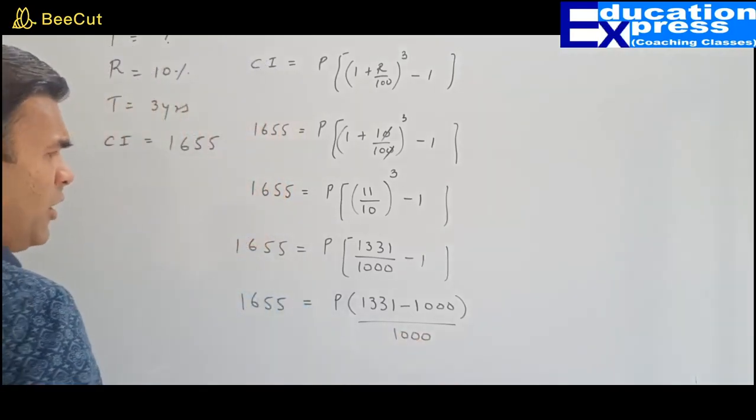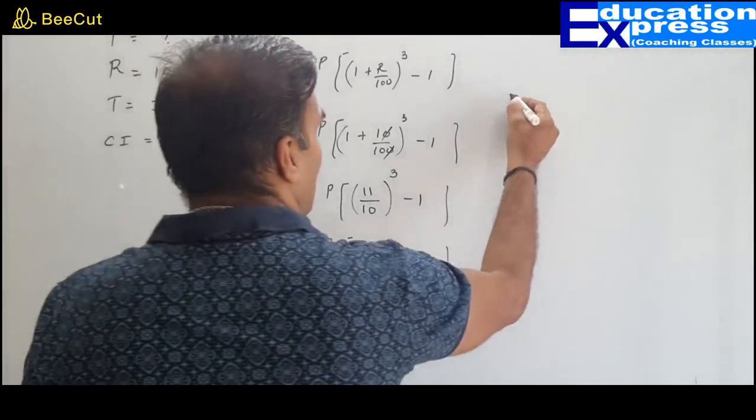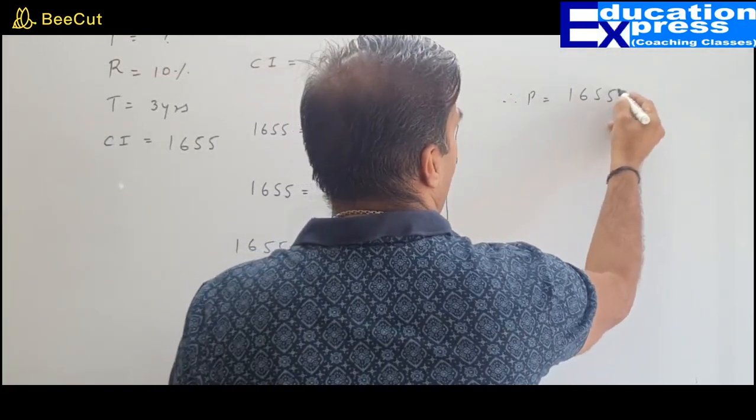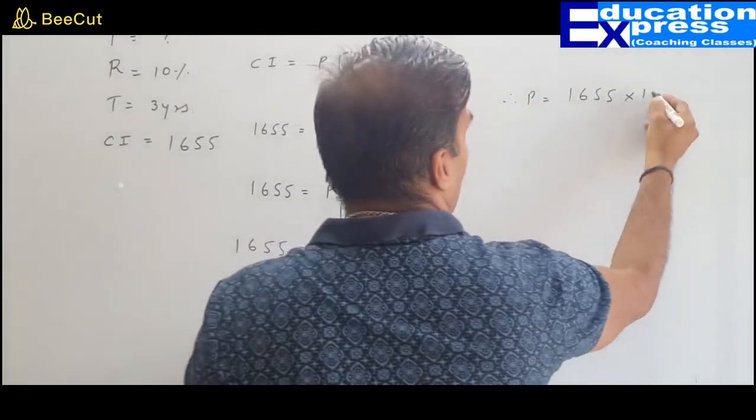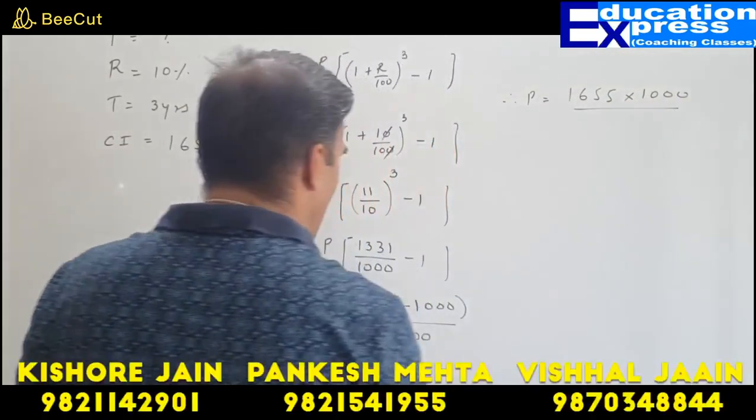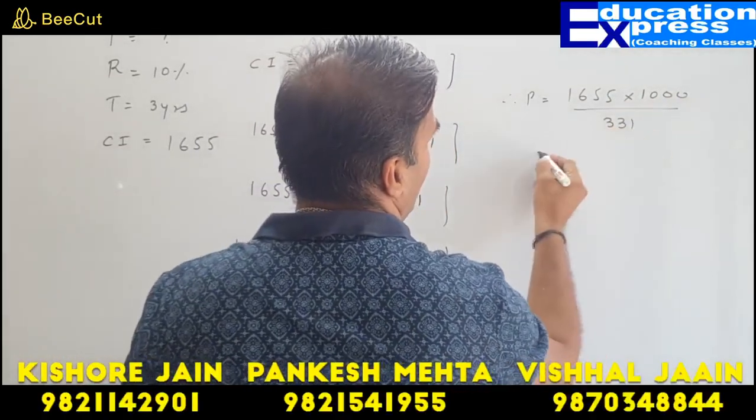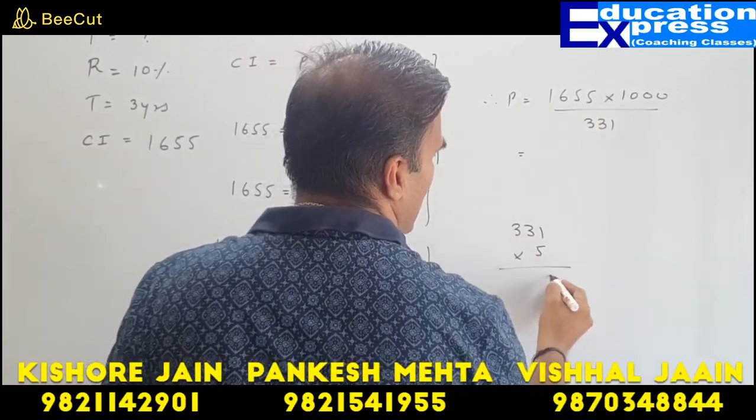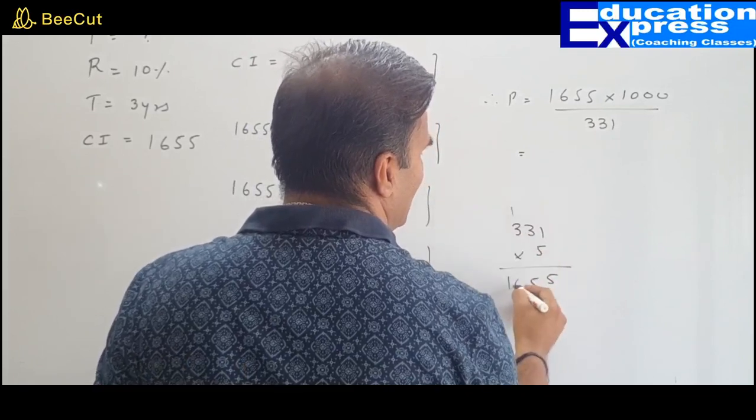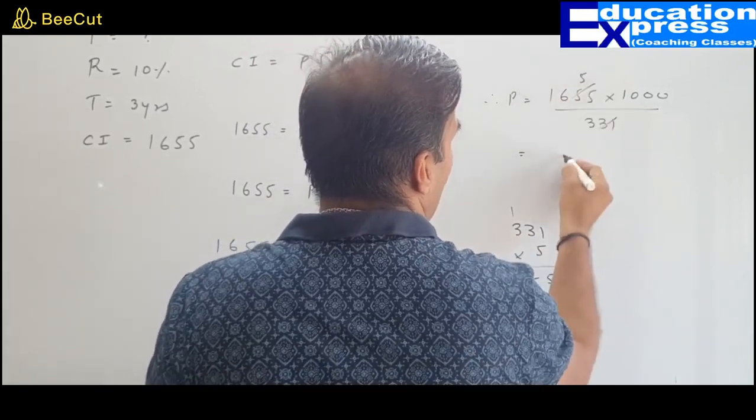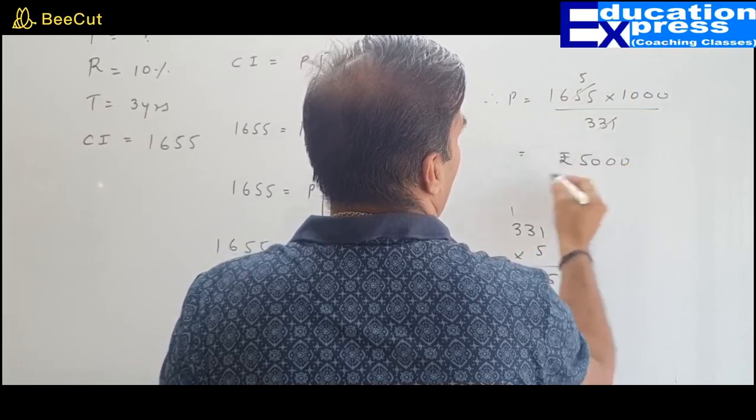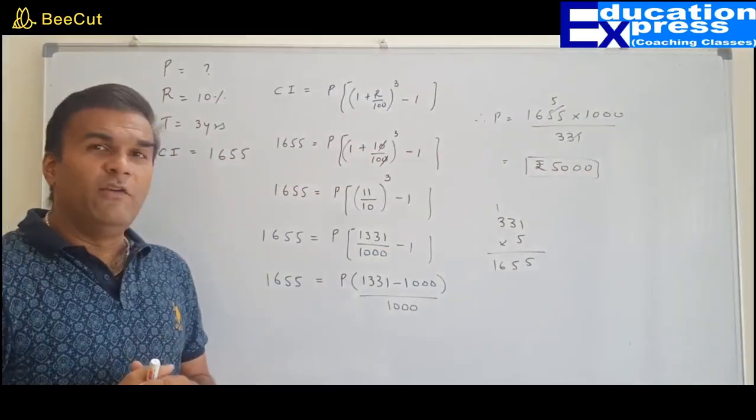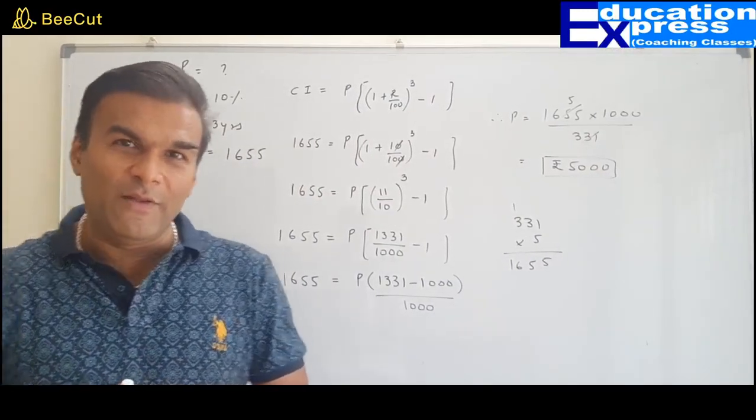What do we do now from here on? Of course, sir, solve it. That means the value of P now would be 1655 multiplied by 1000 divided by 331. 331 fives will give you 1655 only. 1655 exactly. So guys, very simple. We got our answer. With this, we'll move on to the next question, which is again a very simple one. Alright.